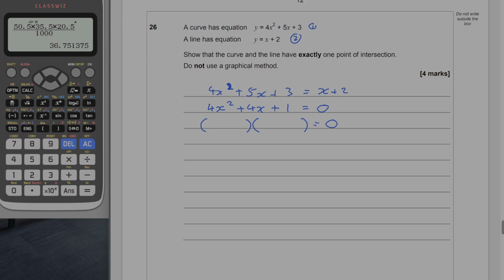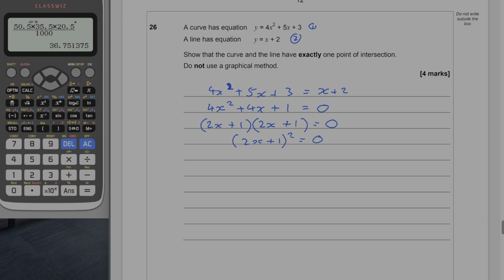So the only way to make it a 4x squared is by a 2x and an x. 2x and a 2x. Technically you could have 4x and 1x, but this one works because this is a squared term. So that would be plus 1 and plus 1. Then if you think about multiplying that out, that would give you 4x squared plus 2x gives you the 4x, and then plus 1. So that shows that 2x plus 1 squared is equal to 0.